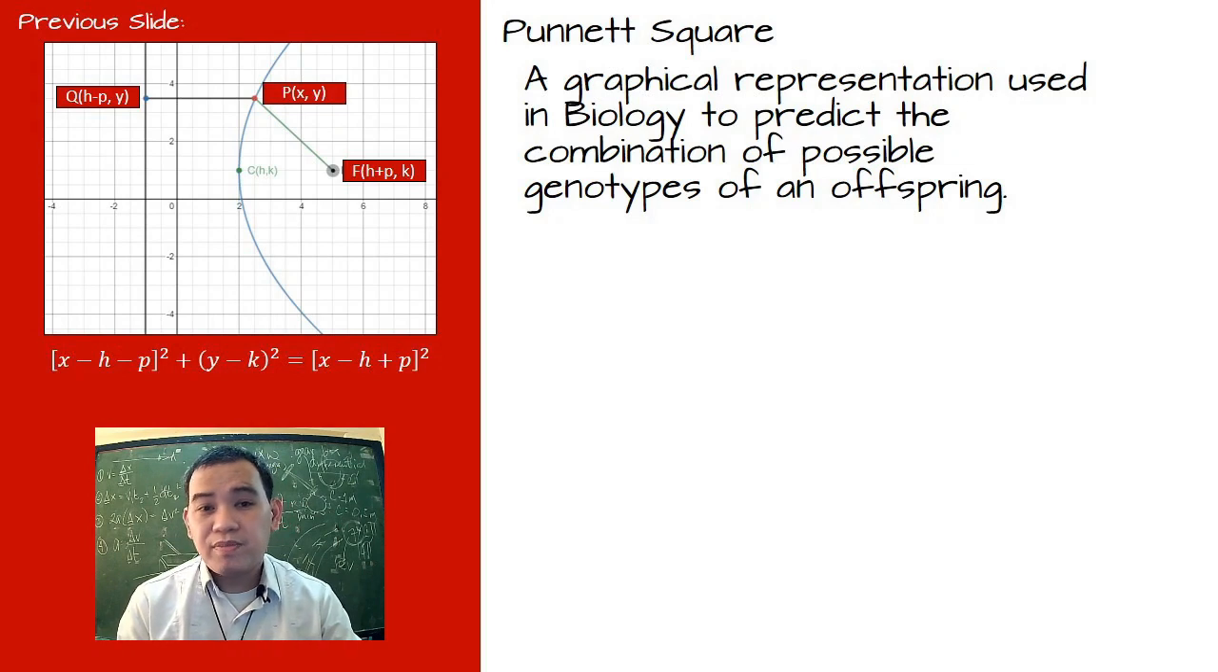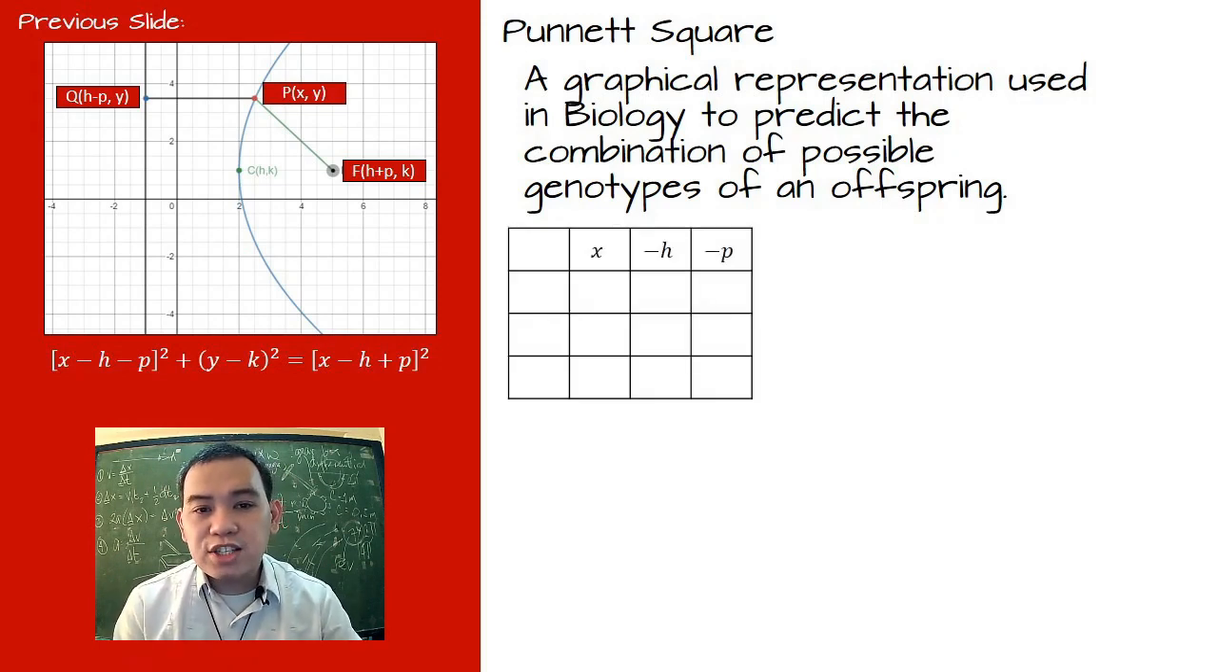Before I continue, I need to take the square of the terms x minus h minus p and x minus h plus p. But to do so, I'm going to use a technique called the Punnett Square. To start my Punnett Square, I'm going to write down one multiplier at the top of the square, with the other multiplier on the left moving down term by term.